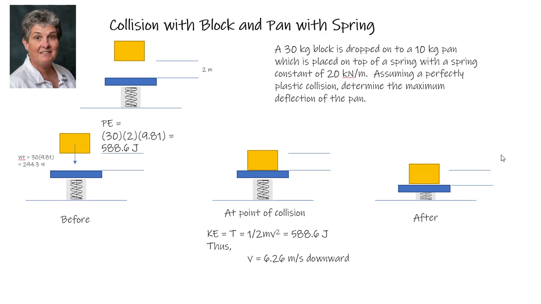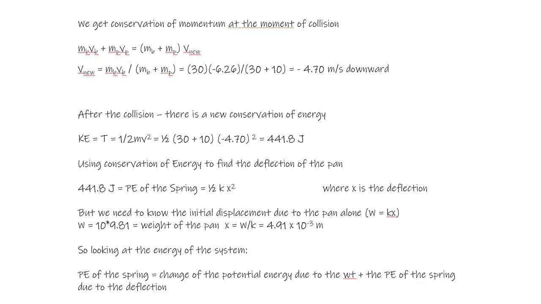Now after the collision, the block plus the pan is going to give us our compression of our spring. So now let's look at this in its step-by-step procedure. Let's use the conservation of momentum at the moment of the collision. We've got the mass of our block, the mass of our pan, and the velocity of our pan at the beginning. Now remember here, the velocity of the pan at the beginning of everything was equal to 0, but the velocity of the block is coming from our kinetic energy.